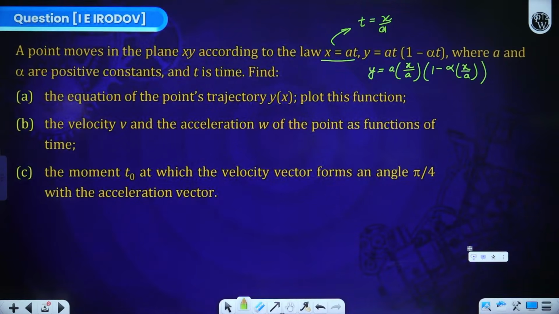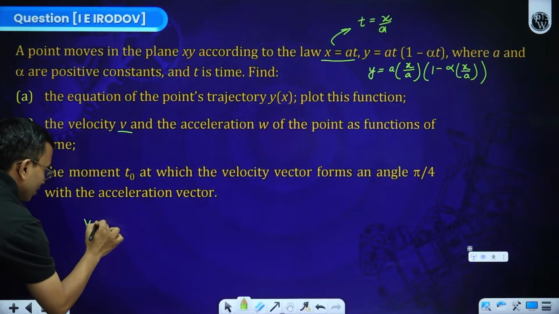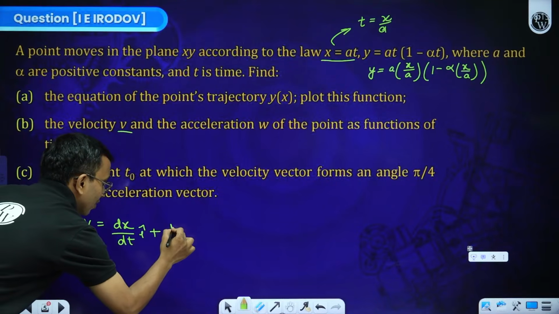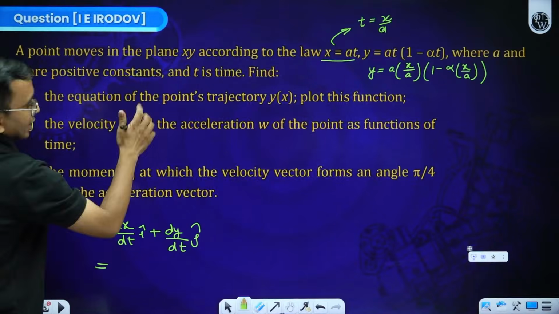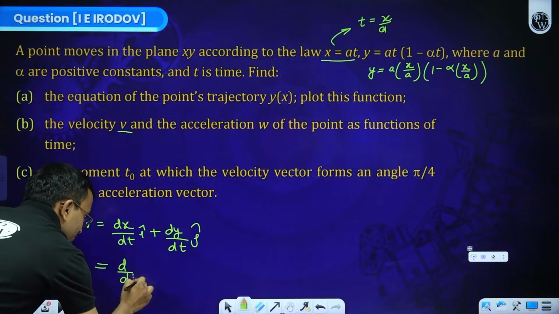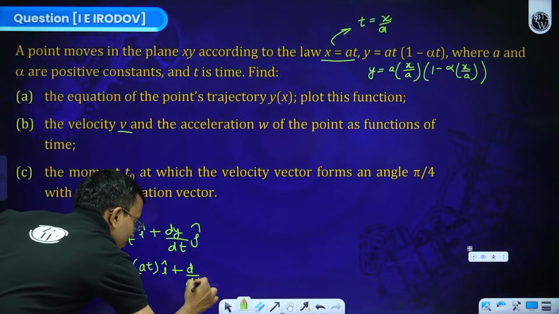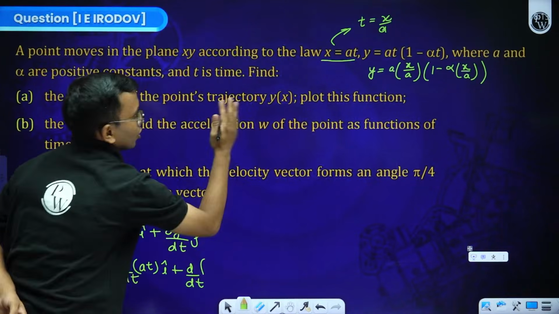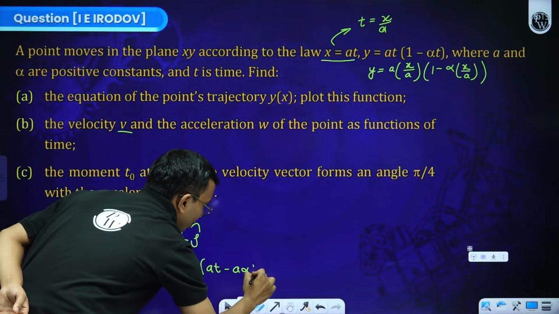The velocity v and acceleration w of the point as a function of time. You need velocity, differentiate it. Okay, so velocity is equal to dx by dt i cap plus dy by dt j cap. Put x and y here. What is x? at. So d by dt of at i cap plus d by dt of at into 1 minus alpha t. So if you multiply at inside, it will become at minus a alpha t square.